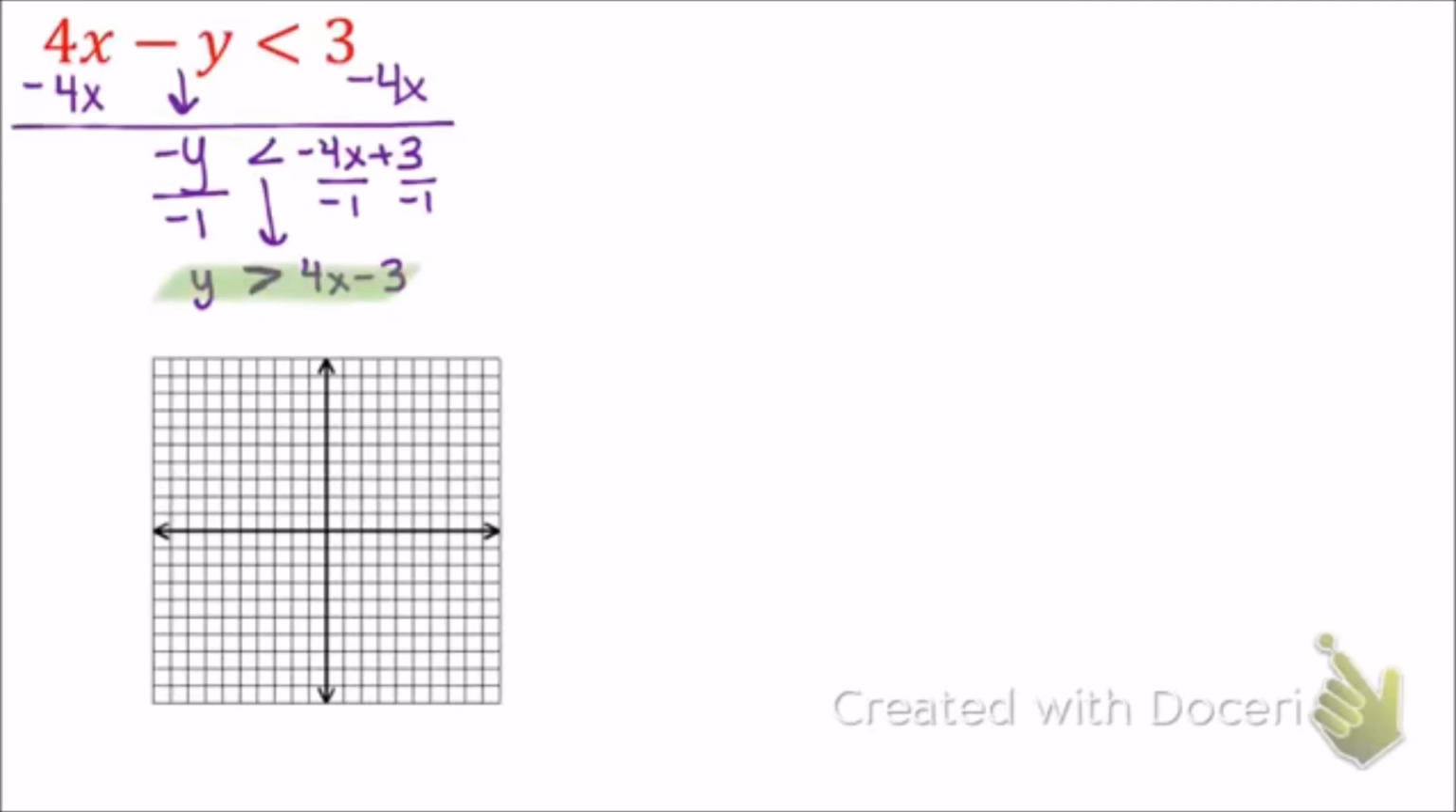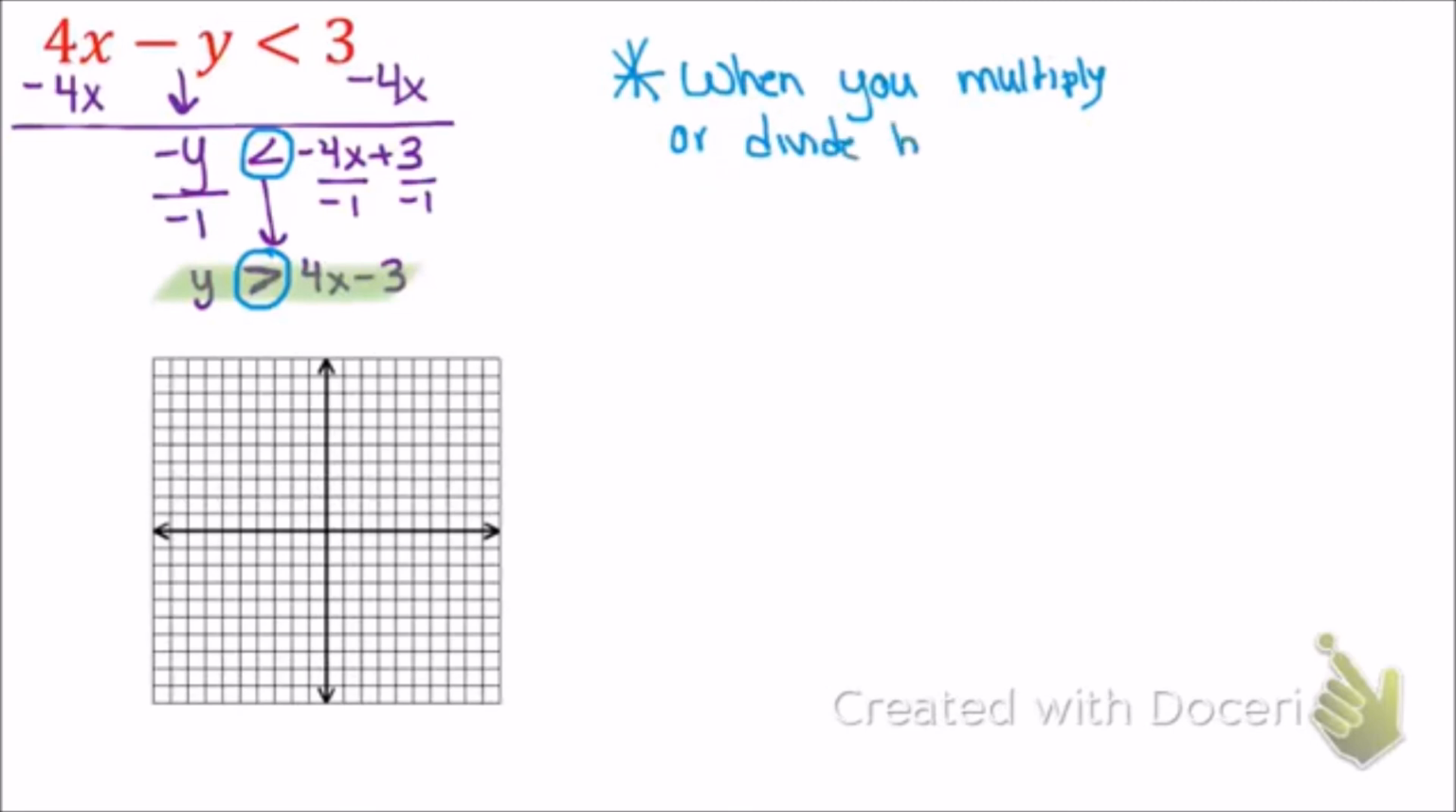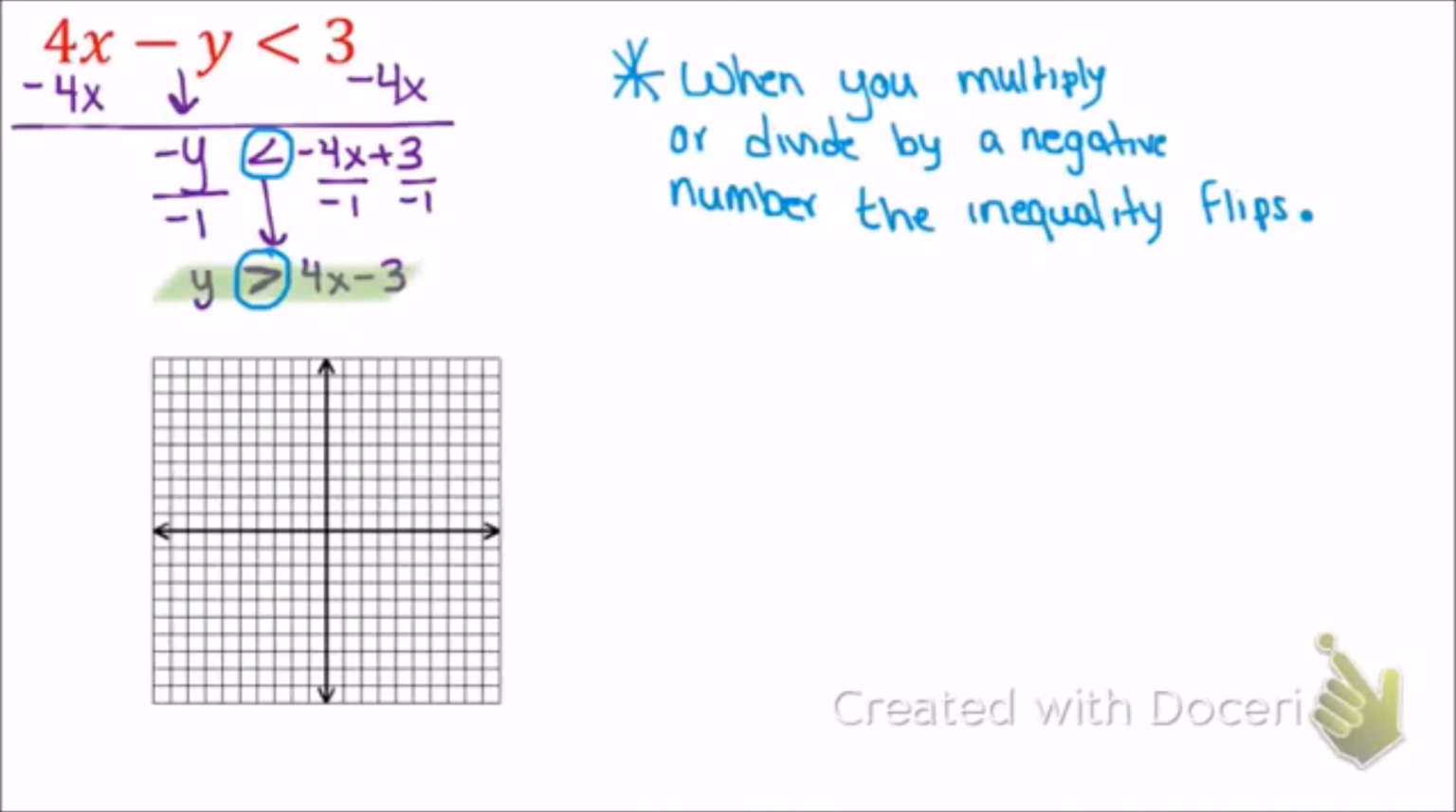Okay, so a little note that we need to remember here about our signs is that when you multiply or divide by a negative number, the inequality flips. So that's what happened right here on our function: our inequality flipped because we divided by a negative 1. So now that we did that, let's begin by graphing this.